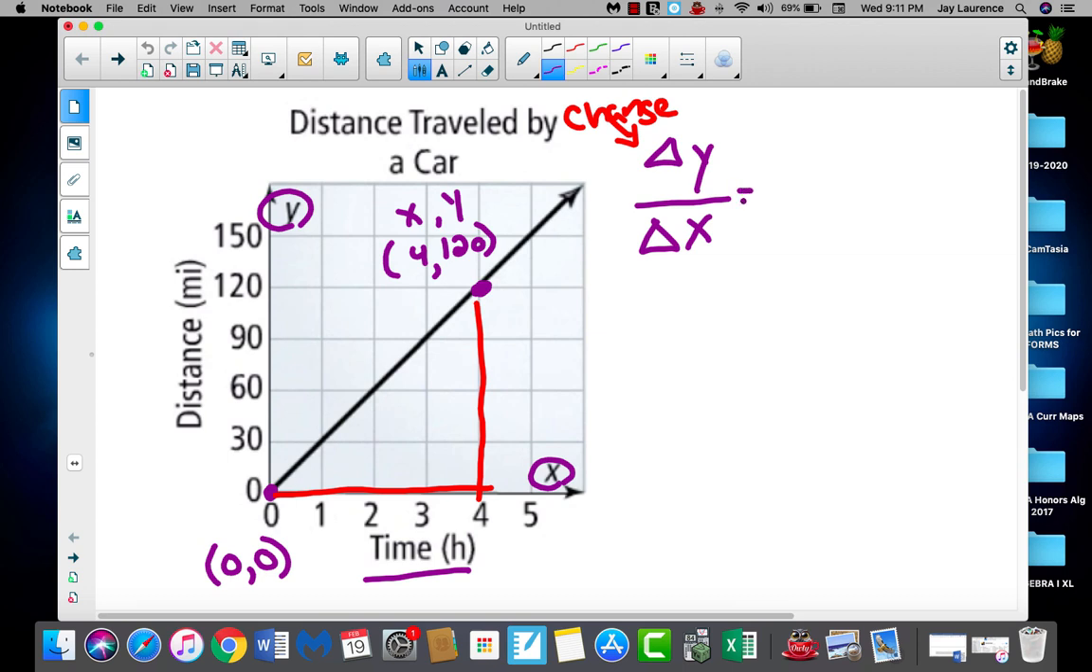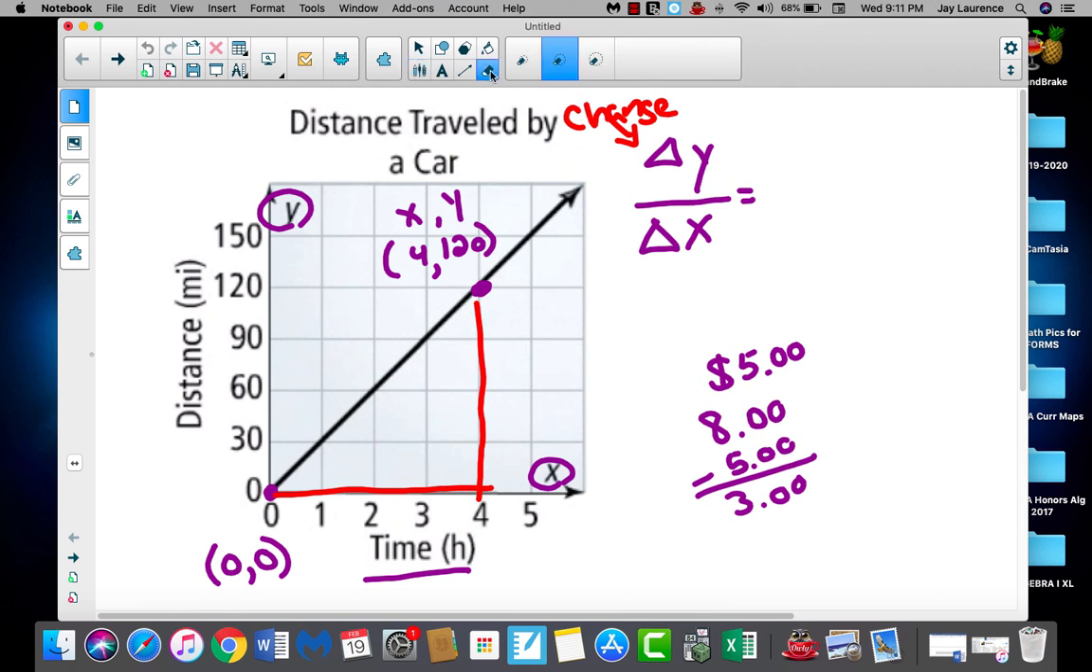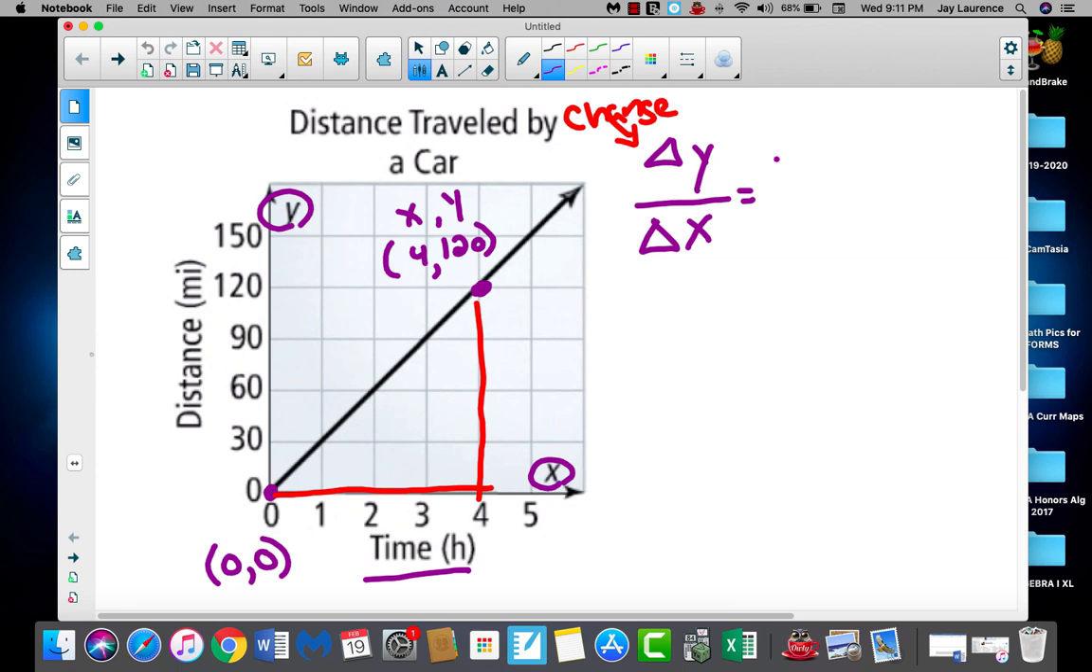Okay, so now, to get the change means subtract. I don't know if you realize this. If you go to the store and something costs $5, and you give the person $8, you're going to get change. It's going to be $8 minus the $5. You're going to get $3 change. You see? So change means subtract. So to get the change in y's, I have to subtract the y's. So what I'm going to do is do 120 minus 0.